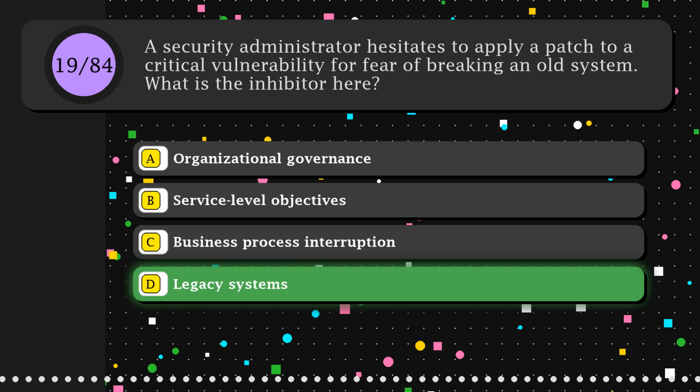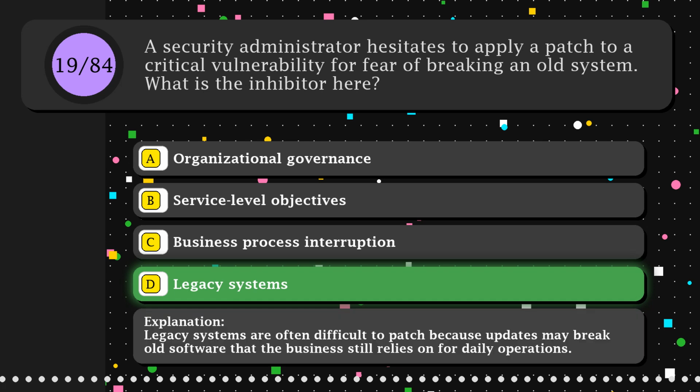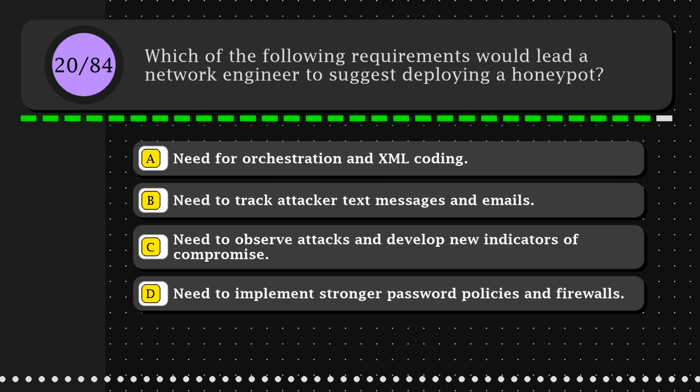The correct answer is option D, legacy systems. Legacy systems are often difficult to patch because updates may break old software that the business still relies on for daily operations. Question 20. Which of the following requirements would lead a network engineer to suggest deploying a honeypot?